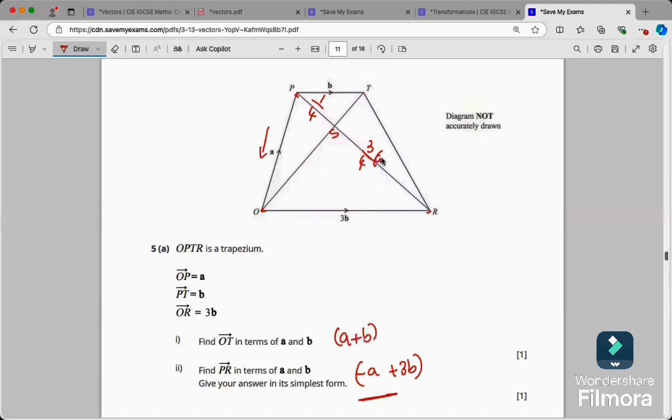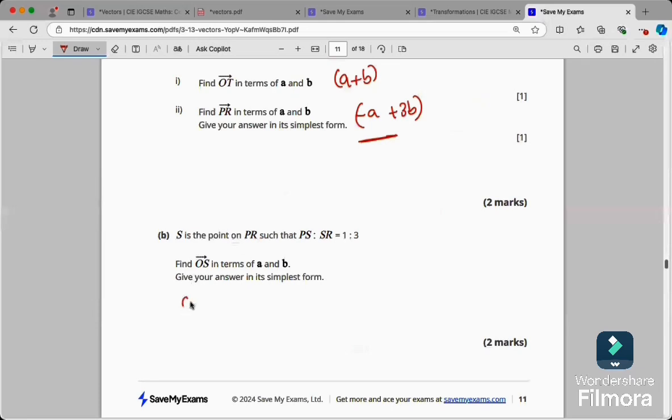So 3 by 4 of minus A plus 3B, and 1 by 4 of minus A plus 3B, because it is on the line PR, right? So 1 by 4 of minus A plus 3B and 3 by 4 of minus A plus 3B. All right. Now you need to find the value of OS.